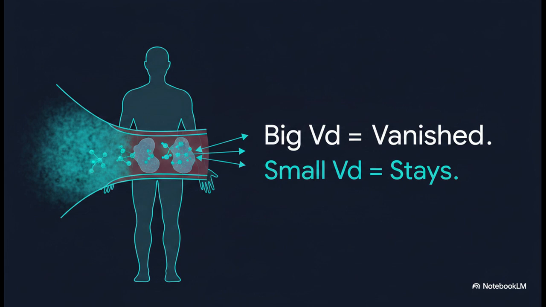Which brings us to the volume of distribution, or VD. The absolute easiest way to remember this is big VD equals vanished, small VD equals stays. And here is a vital clinical pearl for you. In patients with hypoalbuminemia, meaning low albumin levels from malnutrition or liver disease, there are fewer proteins for the drug to bind to. This means you get a lot more free drug floating around, which can quickly lead to toxic effects at completely normal doses, especially with highly bound drugs like the blood thinner warfarin.